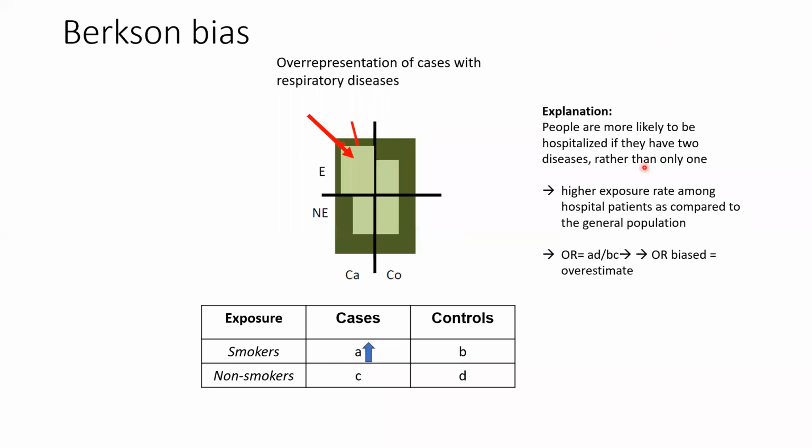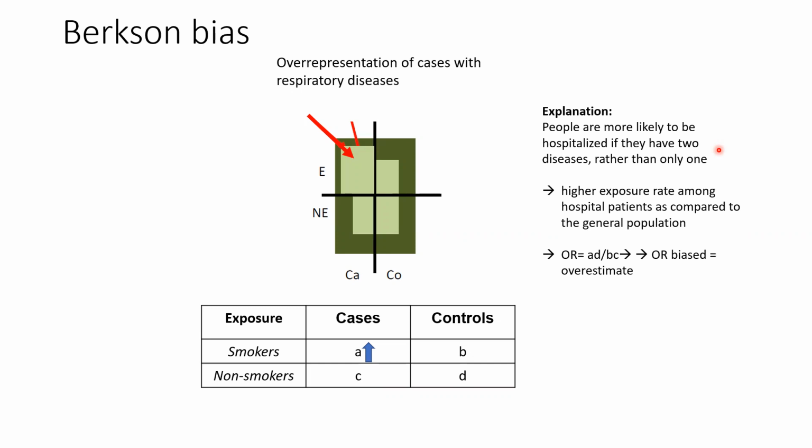So as I said, people are more likely to be hospitalized if they have 2 diseases rather than only 1. So I have a higher exposure rate among hospital patients as compared to the general population. And so my odds ratio will be biased. It will be an overestimation. So that's a Berkson bias, usually when we talk about hospital patients.